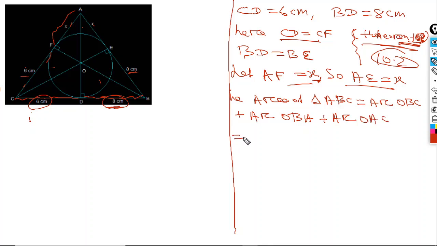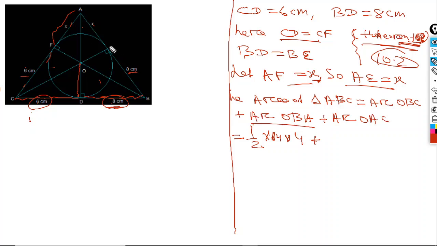Which will be equal to, now you look, first is our area OBC. OBC will be 1 by 2 base into height. So equal to 1 by 2, base is 6 plus 8, which is 14, into 14, into height, which is OD. OD is the radius. Radius is 4, into 4, plus area of OBA.